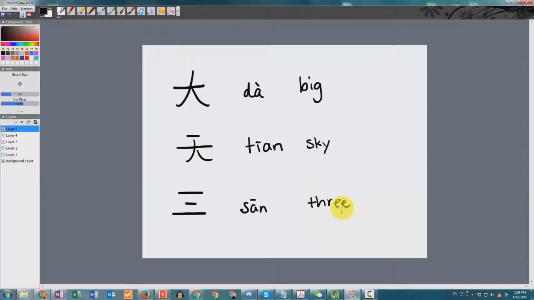Okay, so this is a short introduction to Chinese characters. There are many more interesting characters that you can play with. Remember how I say when you see characters, try to imagine them as a picture. It will make the learning process a lot more interesting and fun.